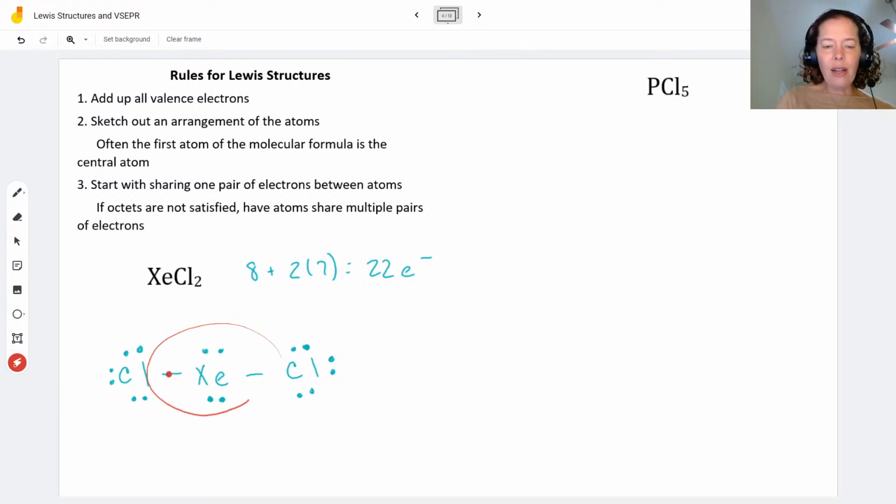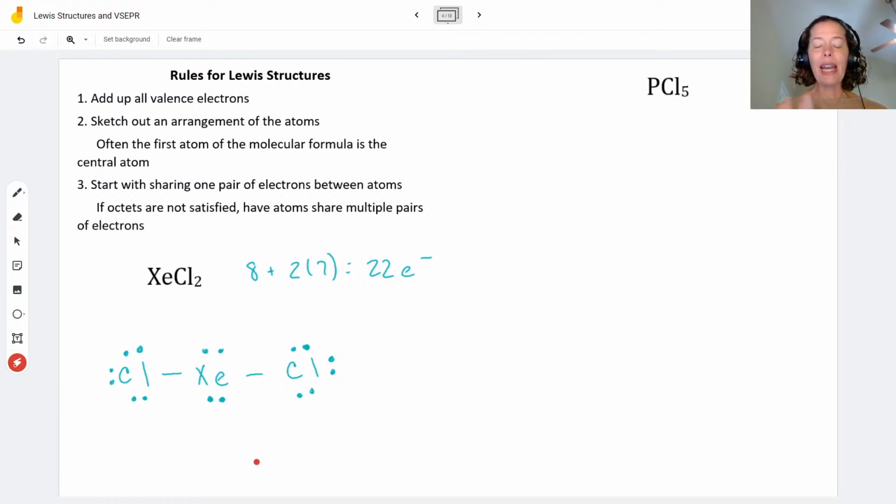So xenon here has 2, 4, 6, 8, okay, so satisfied octet. Chlorine has 2, 4, 6, 8, and again, this chlorine is the exact same. So you also might be noticing a pattern, especially with the halogens, that they tend to, especially if they're not a central atom, form single bonds and 3 lone pairs. That's just something you commonly see. Okay, but I have an extra pair of electrons that I need to put in.